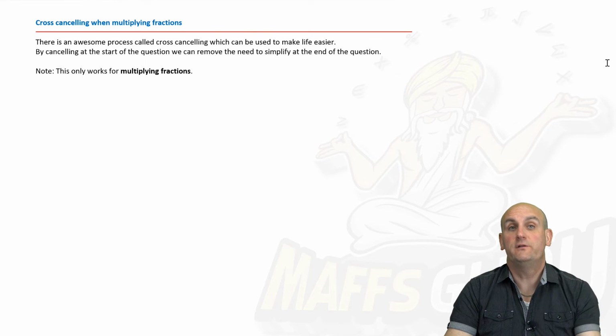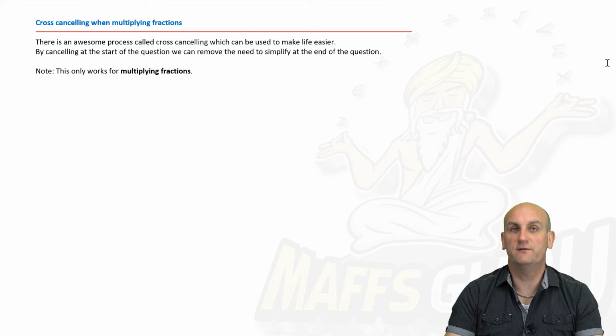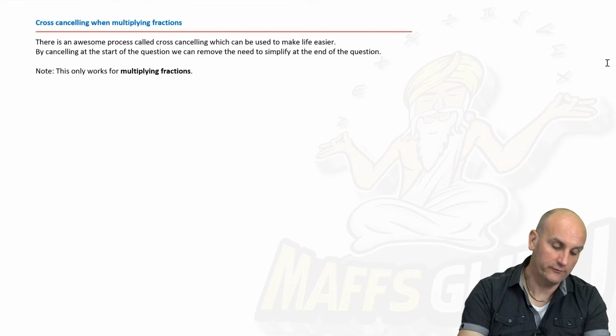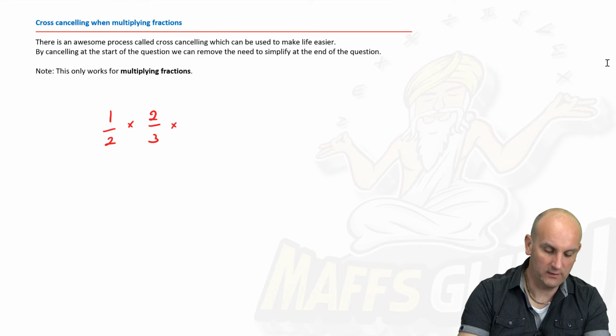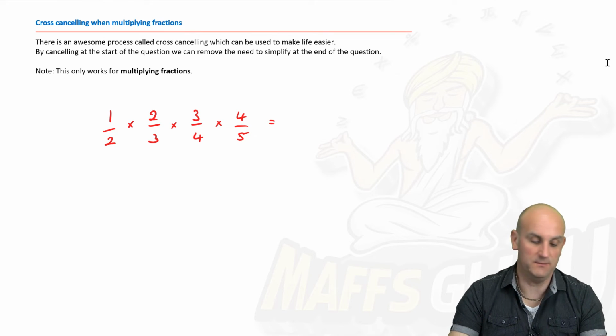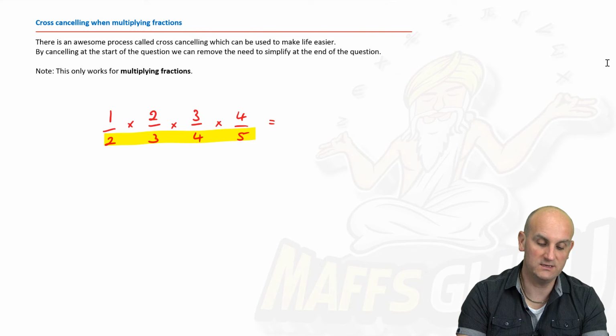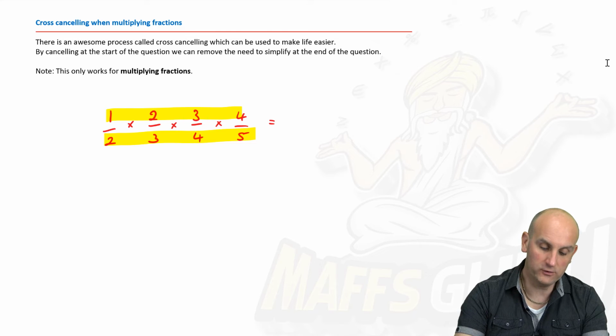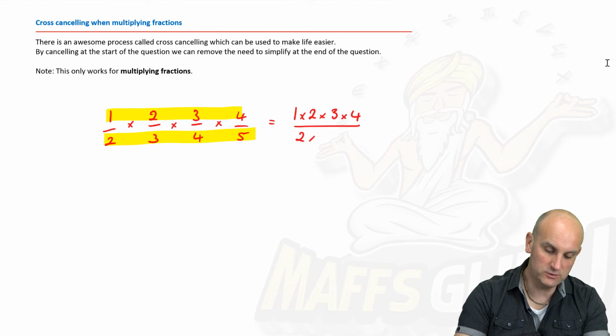Now, I've already sort of alluded to this previously, but cross-cancelling when multiplying fractions makes life so much easier because you don't have to cancel down at the end. So if I have 1/2 times 2/3 times 3/4 times 4/5, for example, that seems to be fairly disgusting because at the moment I would have to do 1 times 2 times 3 times 4 divided by 2 times 3 times 4 times 5.